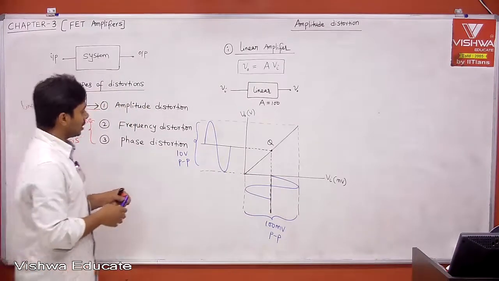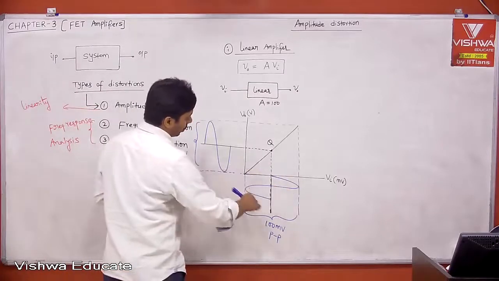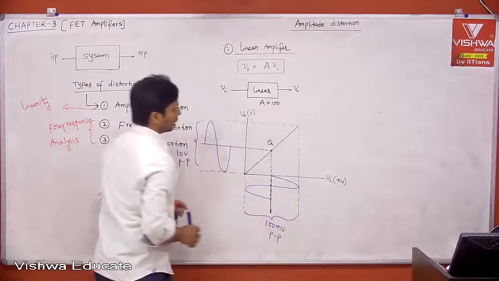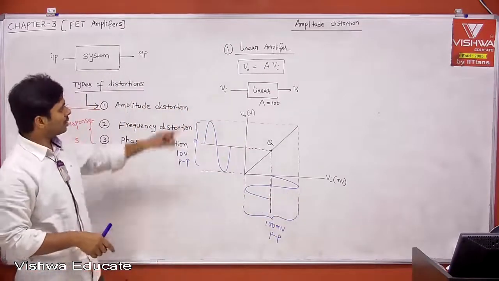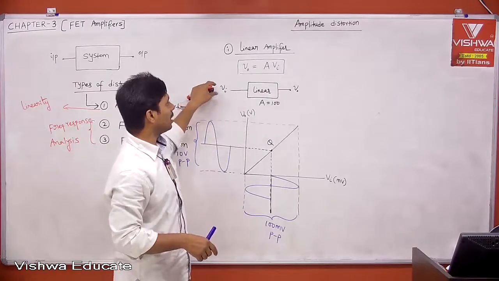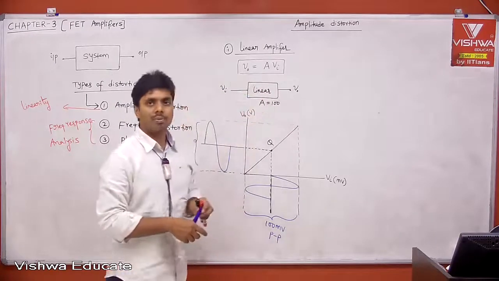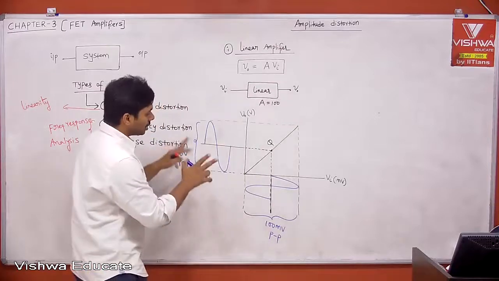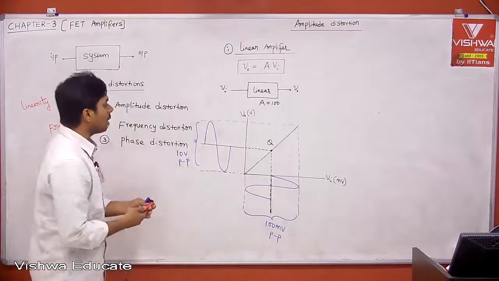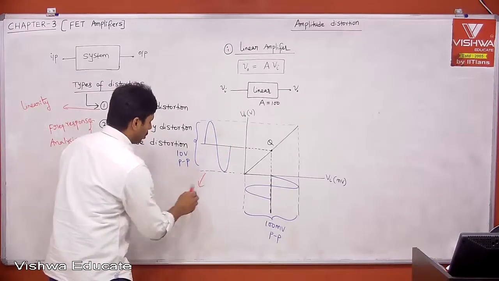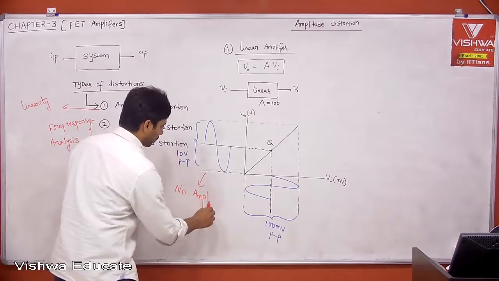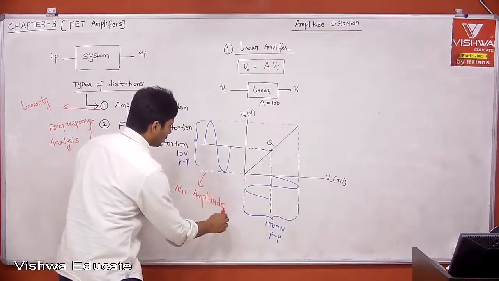Therefore, when you give a sine wave at the input, we are getting a sine wave at the output, and output peak to peak divided by input peak to peak is nothing but your voltage gain. Because your amplifier is linear, V0 is equal to A into Vi, whatever signal you apply. Therefore this system is said to have no amplitude distortion.